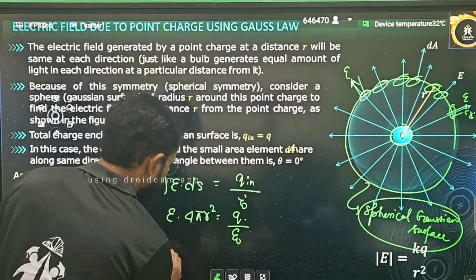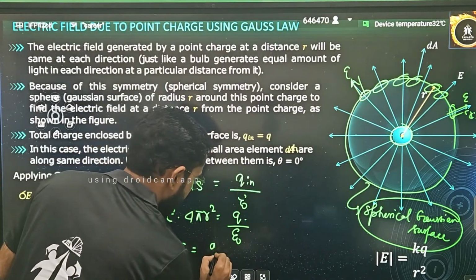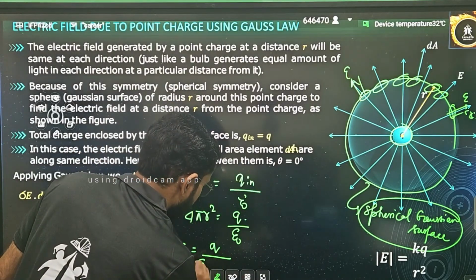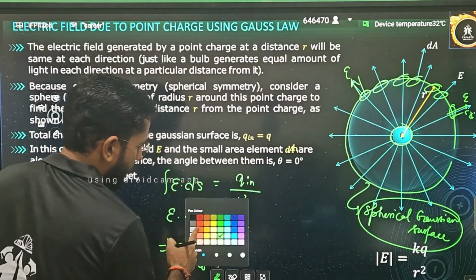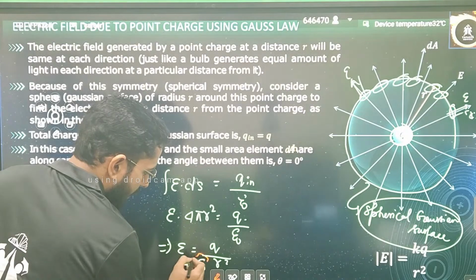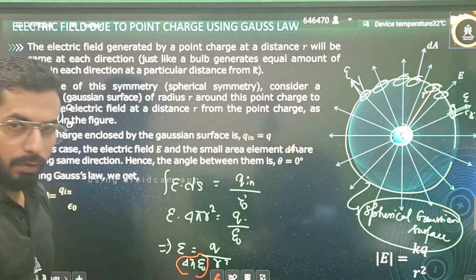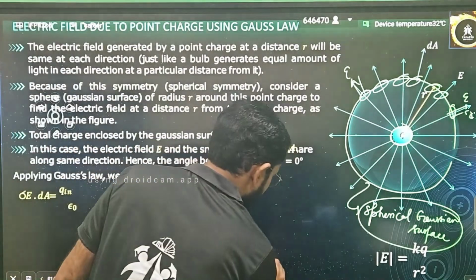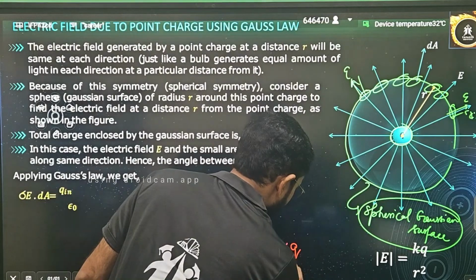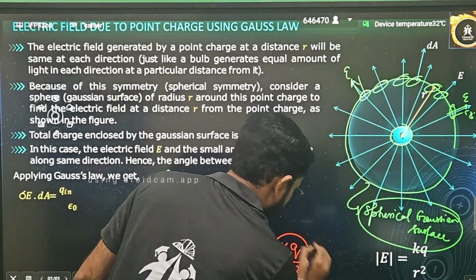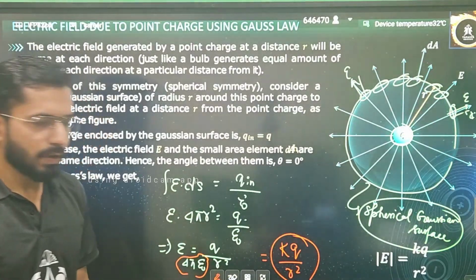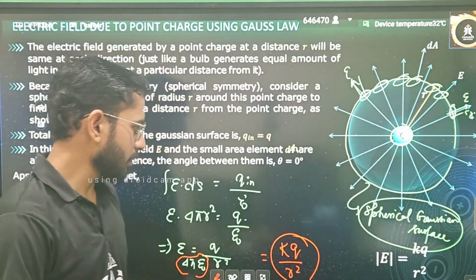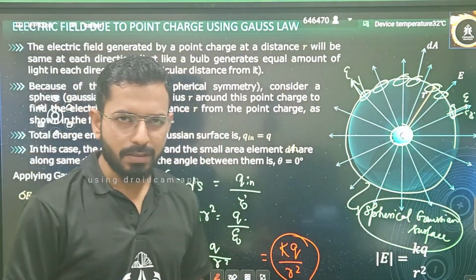Now what can I write for electric field? Electric field will be written as Q divided by epsilon naught, and here multiplication 4 pi into r square. Now my students are very smart. They know what 1 by 4 pi epsilon naught is. This is nothing but k. That means finally the result I can write is kq divided by r square. This is what we can do simply, and we already knew this was the result.